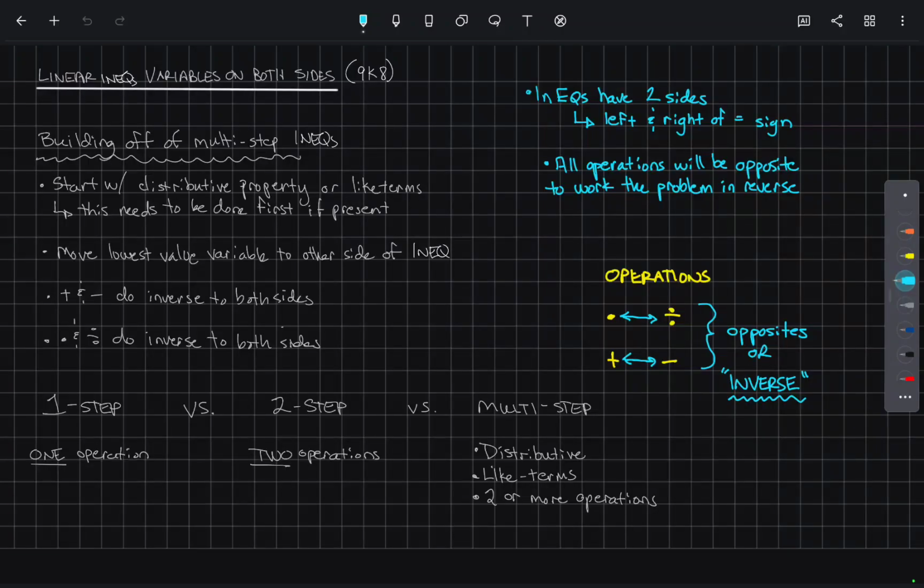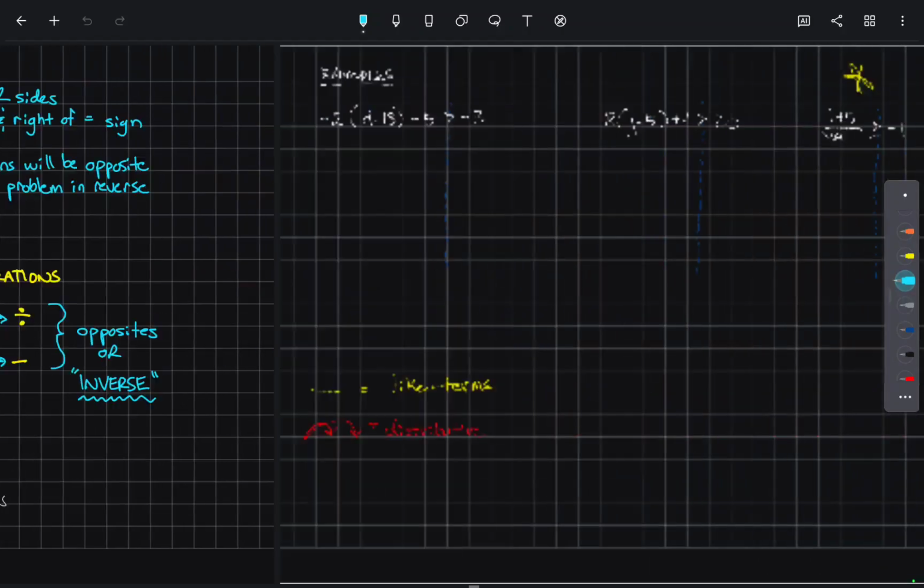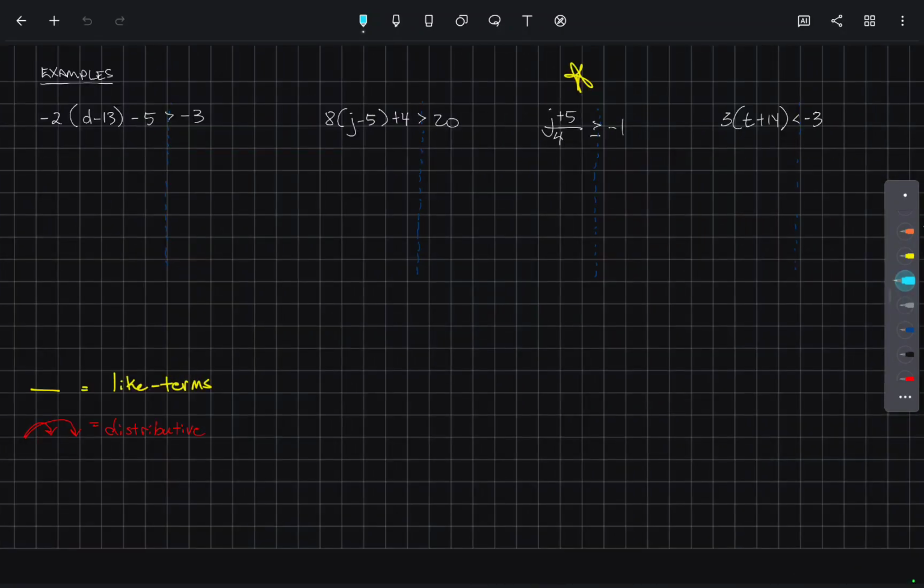Again, we still have to think about if we multiply or divide by a negative anywhere in the problem, then we're going to have to flip the inequality sign. And this is going to keep on holding true for all inequalities at all times. Let's go ahead and go through a couple problems.